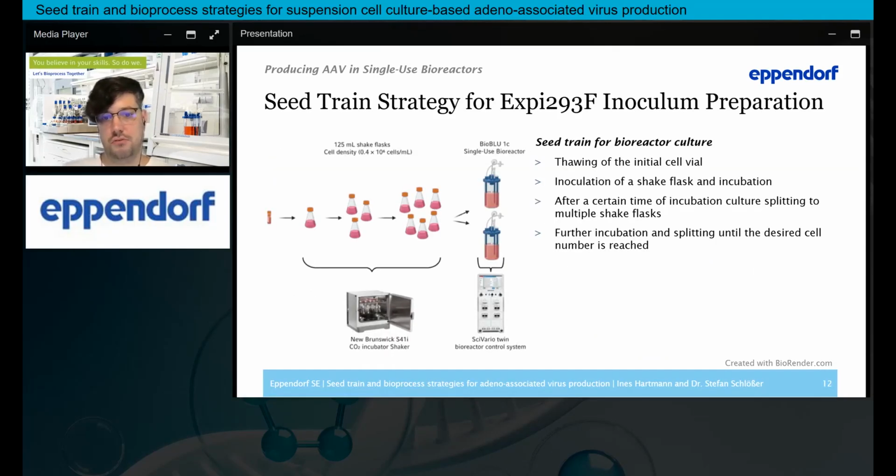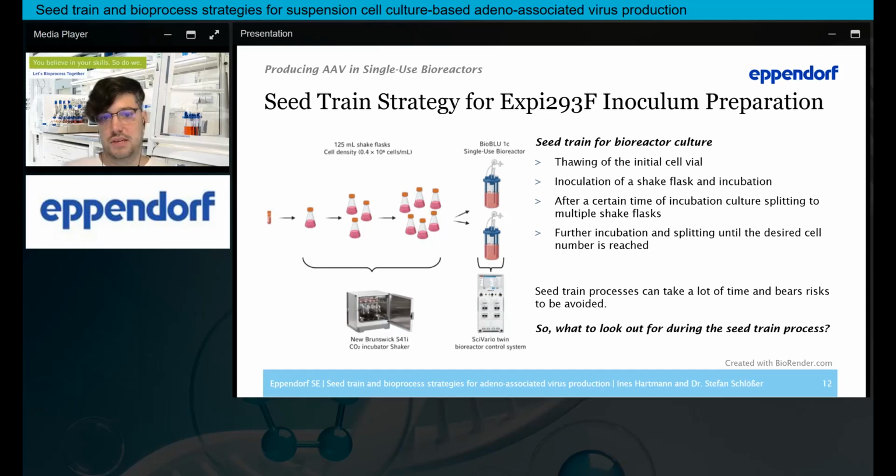And this is just a short overview of the seed train they were using. As you can see, they started with thawing the initial cryo cell vial. It was put into a single shake flask and then incubated until the necessary cell density was there to split the culture and separate them into 3 new flasks. Then the process was repeated, and once the cells were dense enough, they were split again into more flasks, and this was done until the necessary cell number was reached to inoculate the bioreactor.